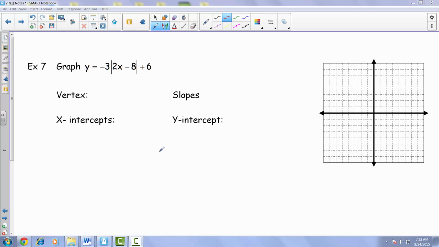Here we're looking at example 7 from our 2-7 set of notes. We're asked to graph this following absolute value function. We notice that we have various information that we need to first find. So let's go ahead and look at the vertex then. We're just going to go ahead and figure out that x value.